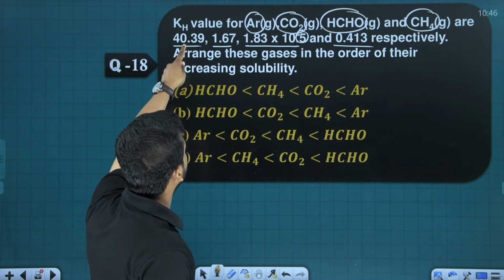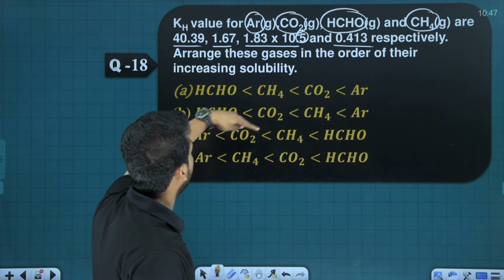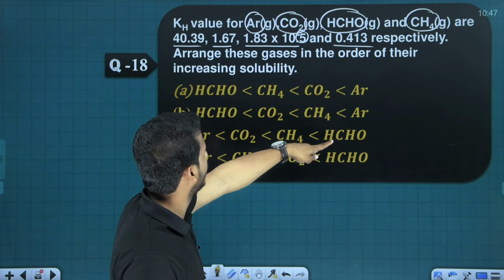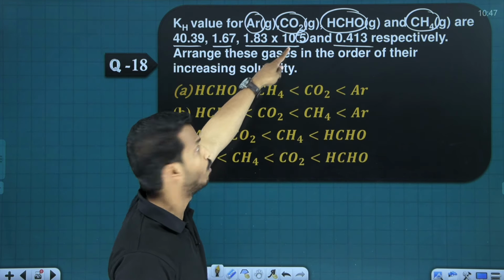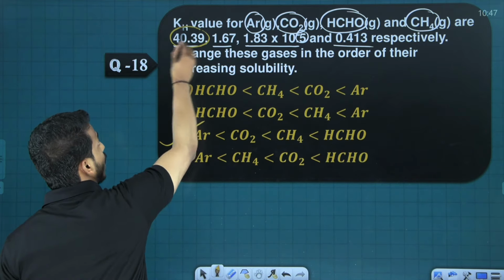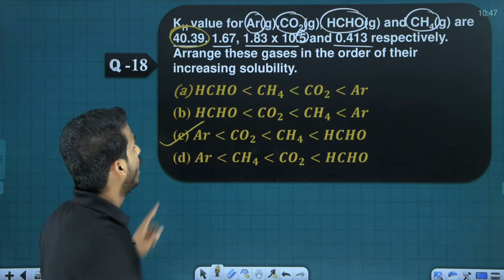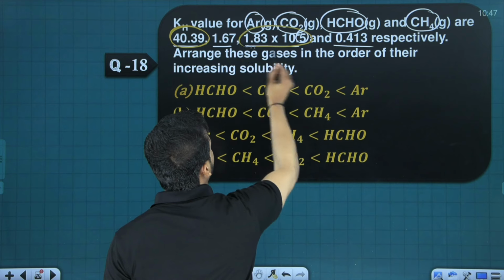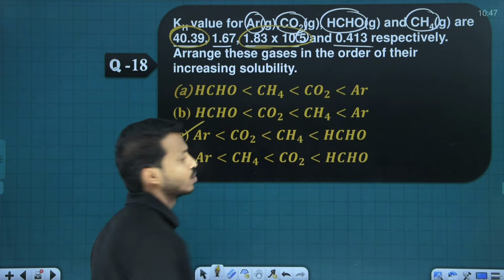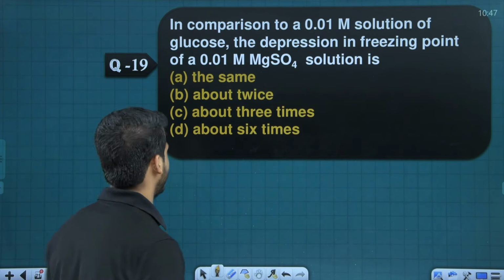After argon, we can go to 1.67. Which one? Carbon dioxide, then this 0.413 methane, and then we have HCHO, because this is 10 raised to minus 5. So option C, let's go with that. The higher the KH value, the lower the solubility. This is the very least value for methanol, and it has the very highest solubility, right.